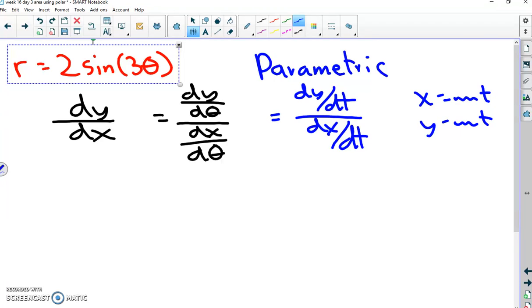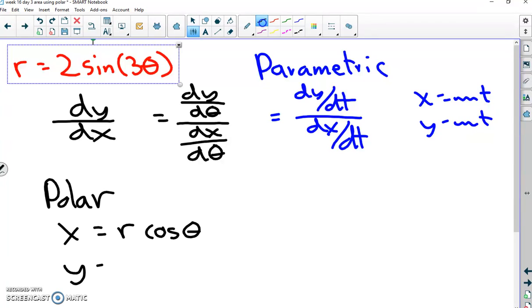What's weird in the polar right now? What do I not have? The x and the y. Do you agree? Parametric, it says x equals, y equals. Polar, it's like, no, polar is r equals. But what's the fact about x in terms of r? x is r cosine theta. y is r sine theta.